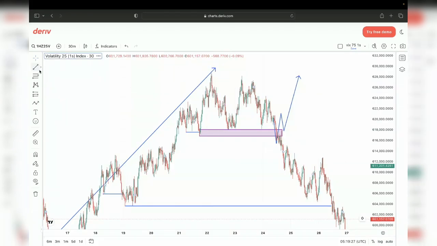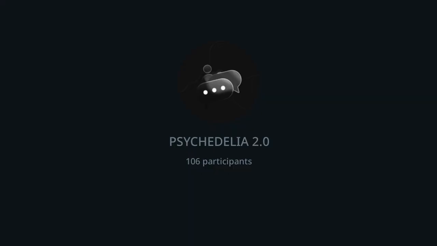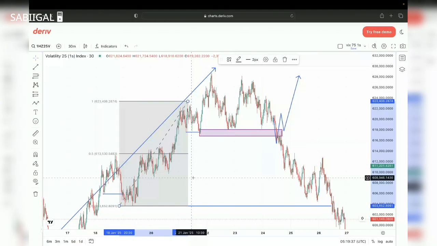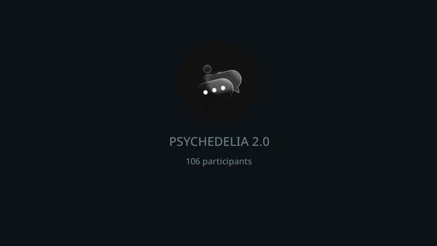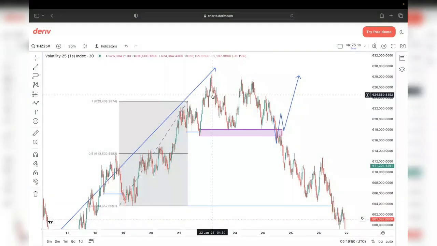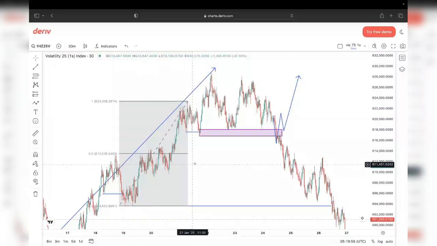Now, when the inducement is not within the 50% of the disruption, it disqualifies that point of interest to enter directly. It makes it very risky to enter directly. Okay, this inducement is far above the discount level.